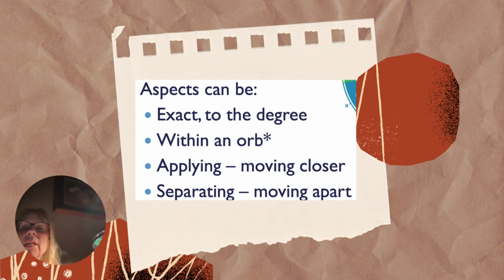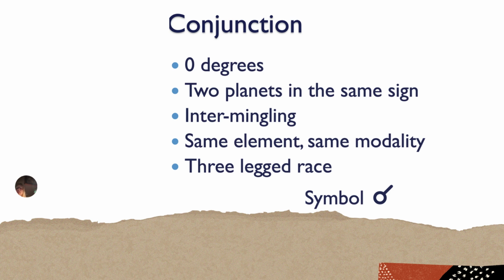An aspect can be exactly to the degree, or within an orb of 5 degrees, applying when it's moving closer, or separating when it's moving apart. We'll learn about that later. To get specific, a conjunction, as I said, is when 2 planets are in the same sign, they're intermingling, they will have the same element, same modality. You can think of them as like being in a 3-legged race, 2 people joining up together.